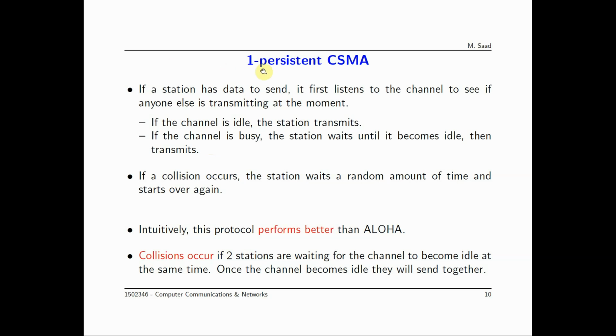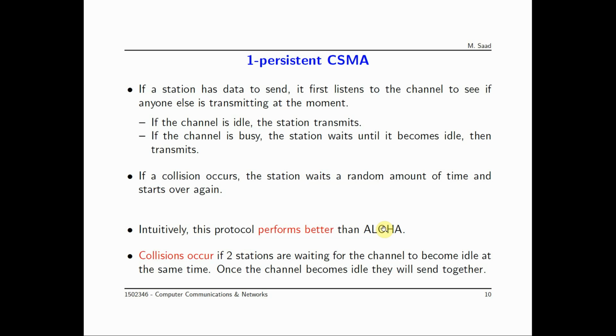However, in one persistent CSMA, because I sense the channel first, in case I find it busy, I don't transmit. So that particular class of collisions is avoided. That's why it is clear that one persistent CSMA performs better than Aloha. This is an intuitive argument. Since we are expecting fewer collisions, it means that the throughput, which is basically the average number of frames successfully delivered per unit time, is also higher. So the throughput is better than Aloha.